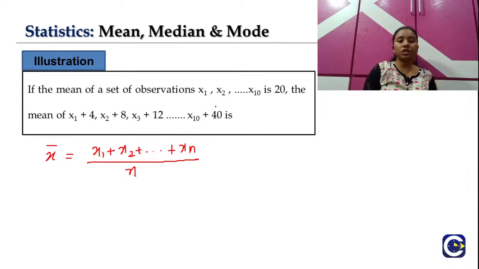So the mean of the set of observations x1, x2 and so on until x10 is already given as 20. That means 10 terms here. And the mean of x1 plus 4, x2 plus 8, x3 plus 12 and so on, x10 plus 40 is, you have to find the mean of these given numbers, this given series.